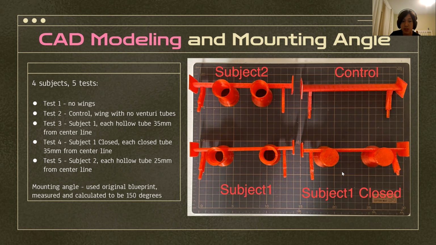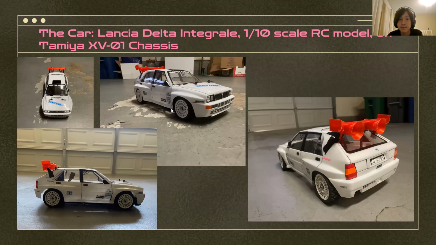Test 4 will be subject 1 closed, which is identical to subject 1, except the tubes were made inactive by closing them up. And test 5 will be run with subject 2, with each hollow tube 25 millimeters from the center line. As you can see, it's 10 millimeters closer for each tube. So I'm moving the tubes closer to the center to see if that actually makes a difference.